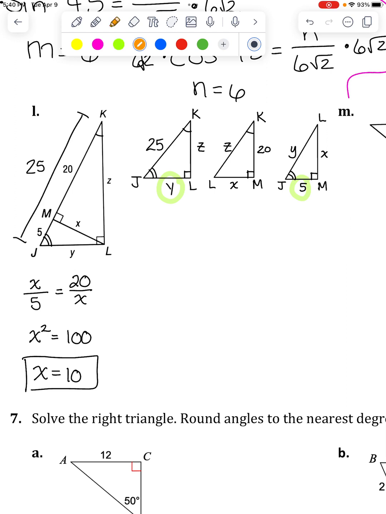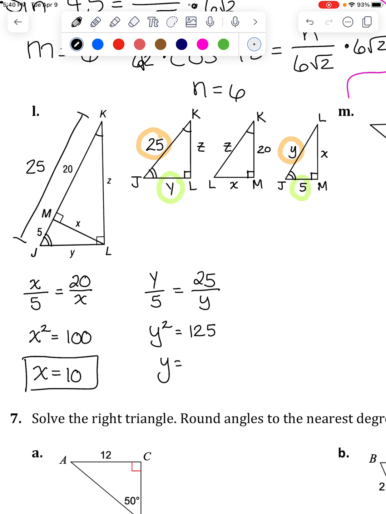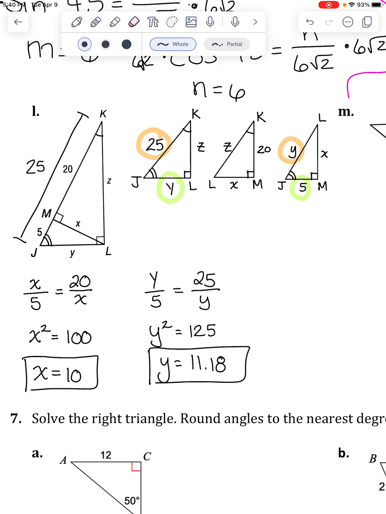Okay. Now I want to solve for Y. Y is here. It can be paired up with the 5, which would give me the 25 and the Y together. Y over 5 equals 25 over Y. And we cross multiply to solve. We end up with Y being equal to 11.18.